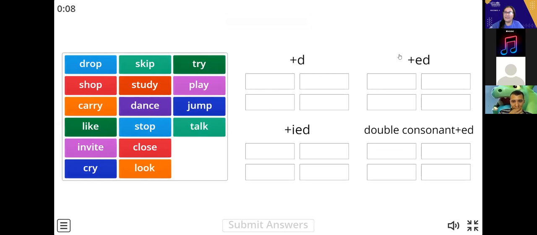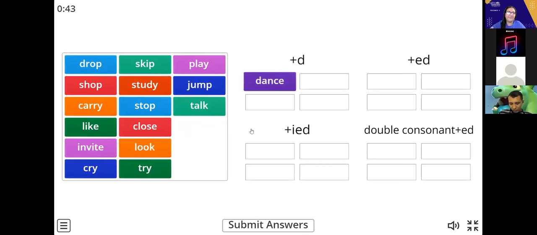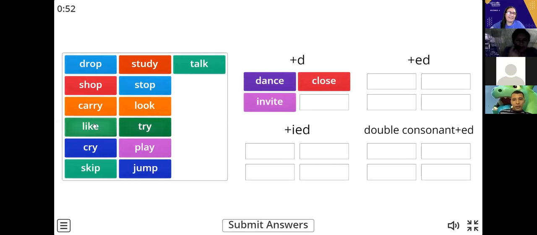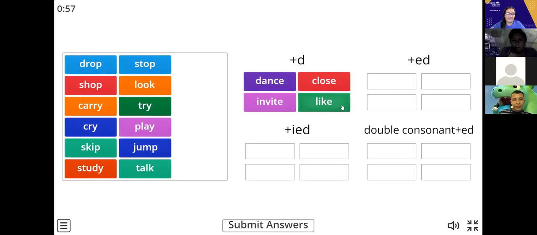Vamos a hacer este, que es la clasificación de cómo se pronuncian los verbos regulares en pasado. Obviamente a todos se les agrega ed, id, or ied, or double the consonant antes de agregar la ed. Ok, vamos a ver. ¿A cuál nada más se le agregaría una d? A los que ya terminan en una E. For example, you say close. Dance. Danced. Right? Close. Invite. Like. Ahí, como ya termina en una E, solo agrego la D. ¿Ya? Like. Y a la hora de pronunciarlo, eso sí, se pronuncia de forma diferente. Ya lo vamos a ver. Dance, danced. Close, closed. Invite, invited. Like, liked.